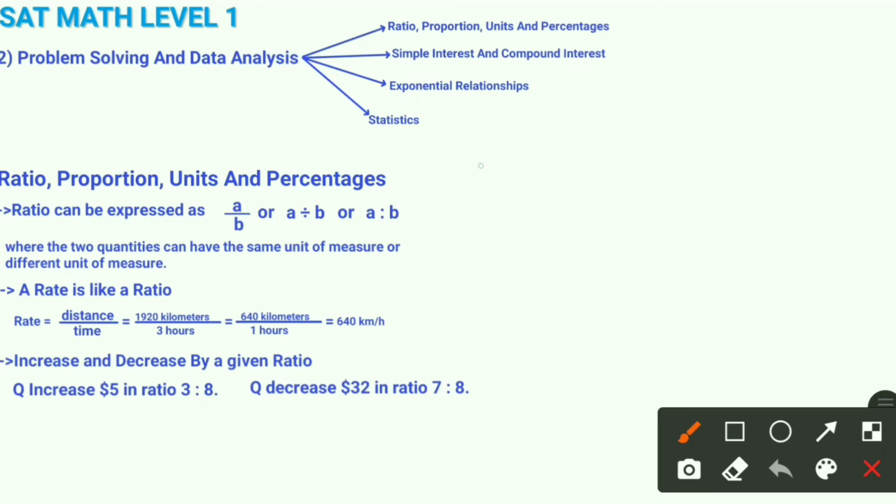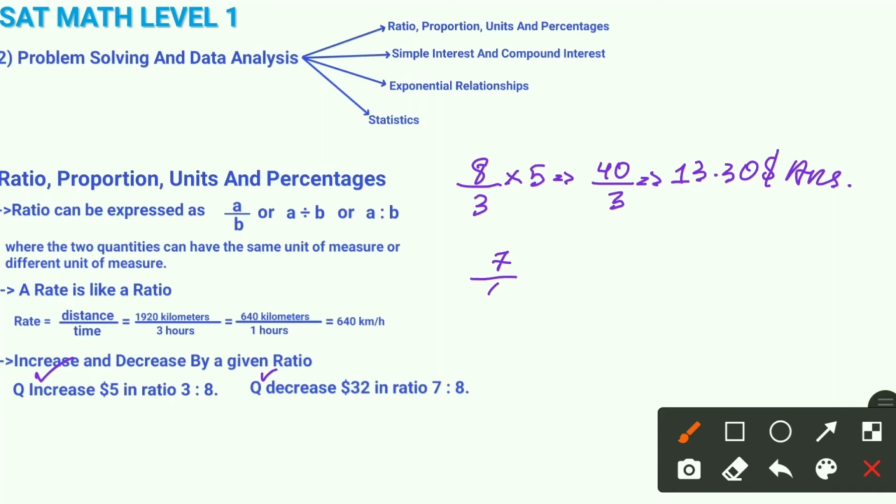Increasing $5 in a ratio. The numerator must be greater than the denominator in order to increase. So 8 5s are 40, and 40 upon 3. If I use a calculator, then it's going to be $0.30. Okay, this is the answer for question 1. As for question 2, the numerator must be less than the denominator in order to decrease this. If I use a calculator, then it's going to be 28. So $28 is the answer.